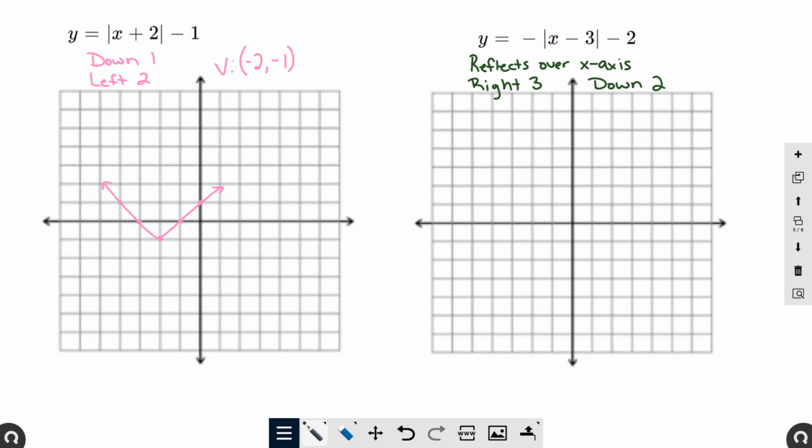All right, so remember, make your vertex by the left, right, up, down. So this one is right 3, down 2. So there's my vertex. Then it reflects, so we need to go down 1 over 1. And then make a V, or in this case, an upside down V. So what are the coordinates of my vertex? Good. And remember, you can get it from the description. Right 3, down 2, positive 3, -2.